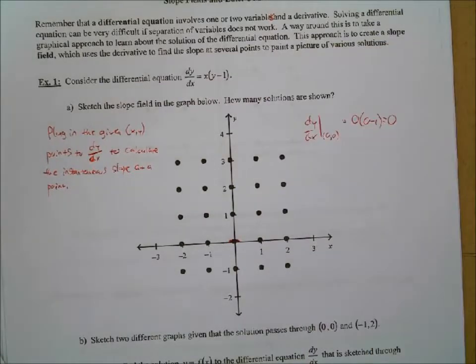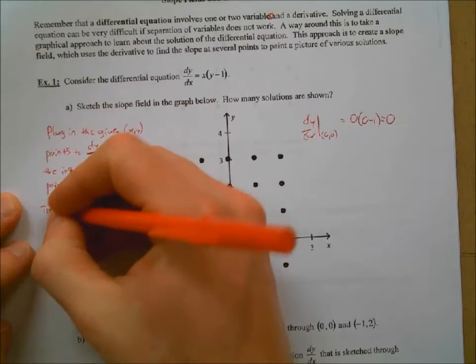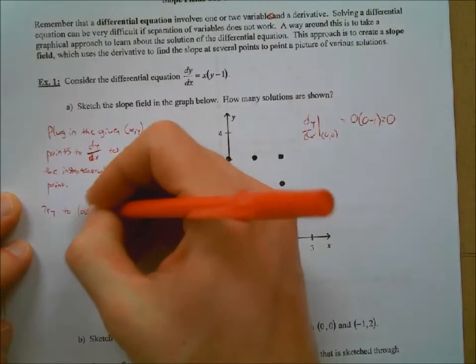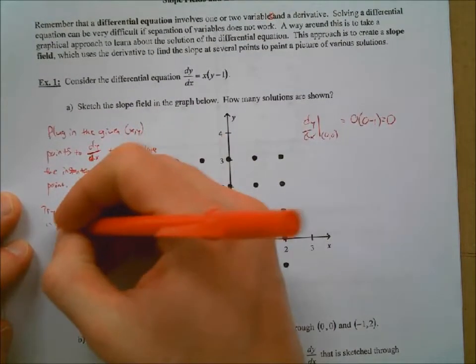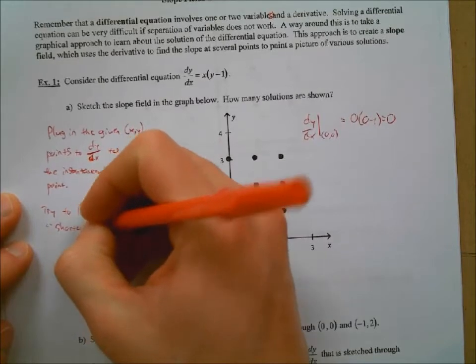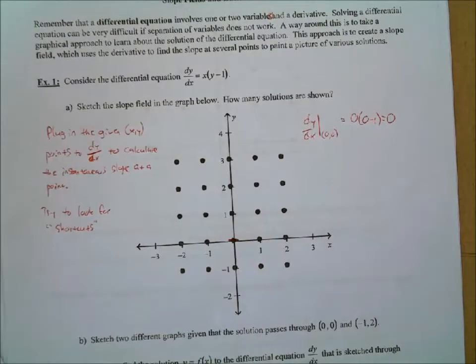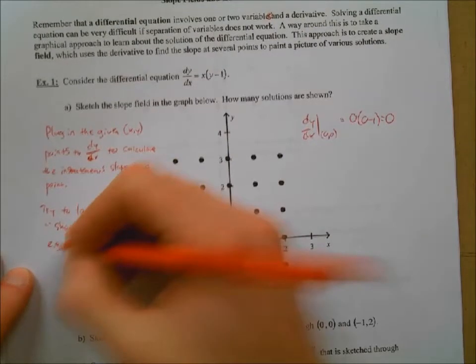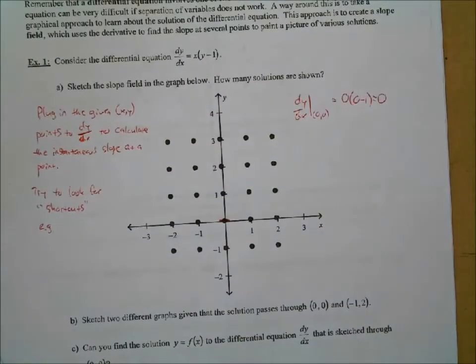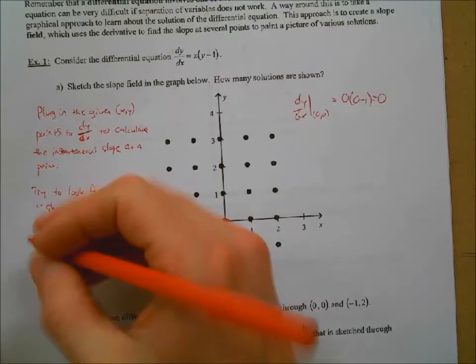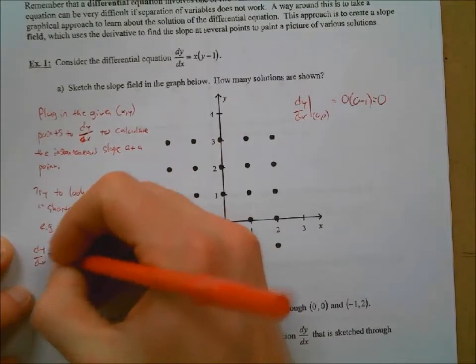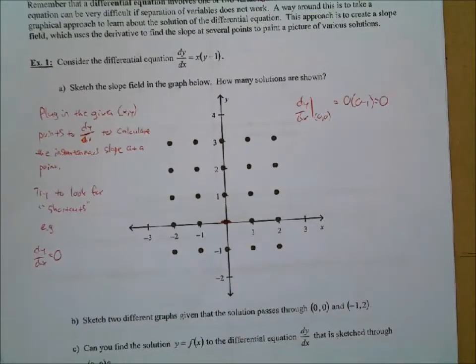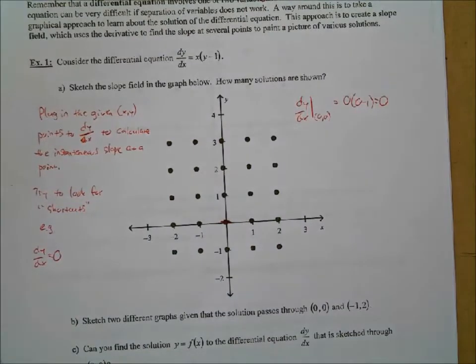So a recommendation I have for you is to try to look for shortcuts. I'm going to put shortcuts in parentheses, or quotation marks here, okay? For example, a good example is when the derivative equals 0. We're pretty good at figuring out when our derivative is going to be 0 here.